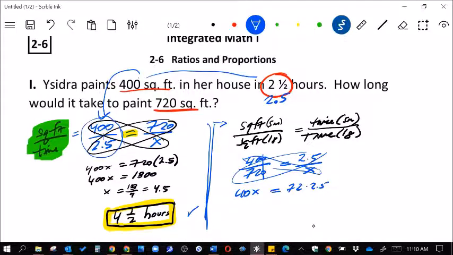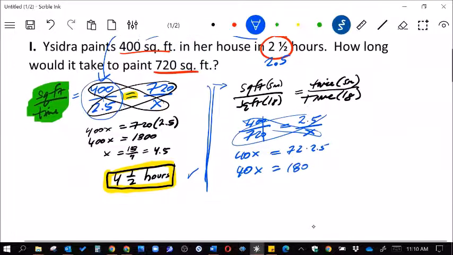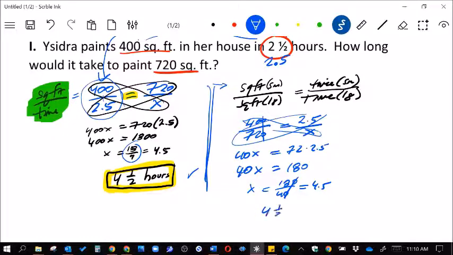So I'm going to have 40x again equals, I'm going to make sure I get the exact right number for 72 times 2.5. And that's 180. So now x equals 180 over 40. Again, those zeros cancel out. We get the same 18 over 4. So we get the same 4.5. So we get 4.5 hours.